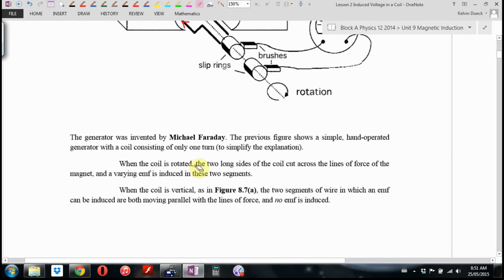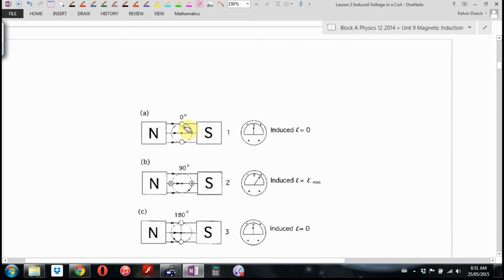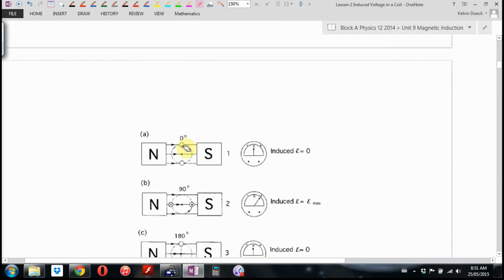So when the coil is rotated, the long sides cut across the lines of force, and a varying EMF or voltage is induced between these two segments. When the coil is vertical, right here, we have no voltage because right now this is moving parallel to the magnetic field lines. So for a split second, you'll have zero voltage.